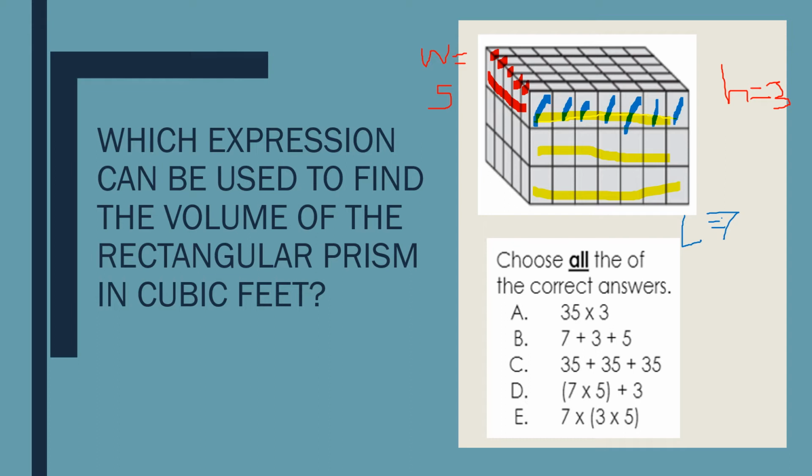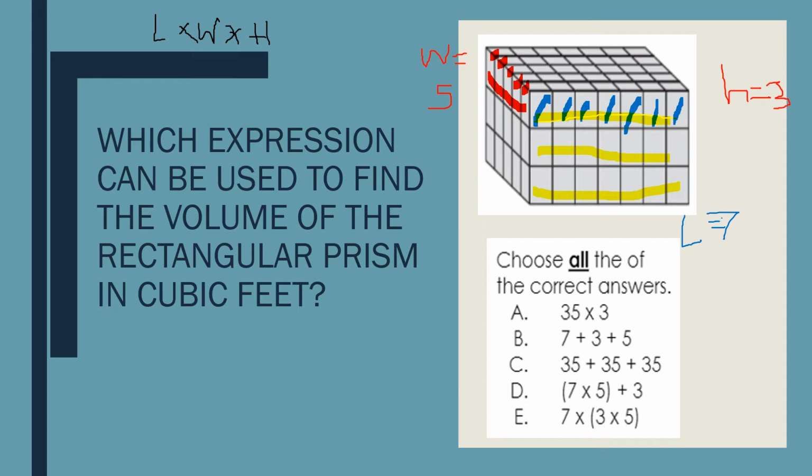So now, let's look at what we have below. It says choose all the answers that are correct. A, 35 times 3. Now one thing I remember is our formula for volume is length times width times height. And I always forget that. Look, there we go. So let's look at this layer. If we look at length times width, that should give us, what's 7 times 5? 7 times 5, wow, is 35.